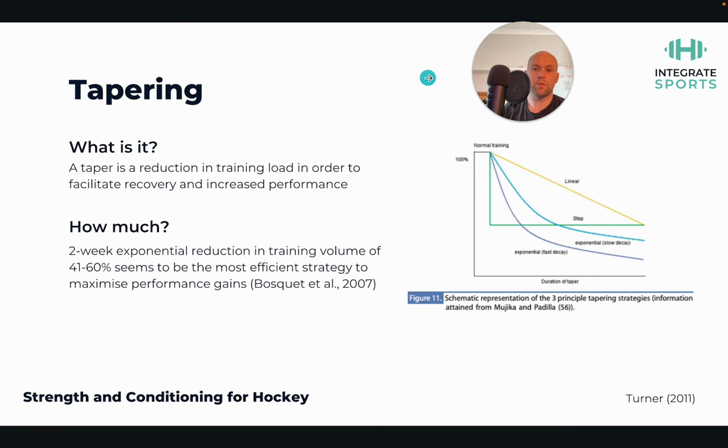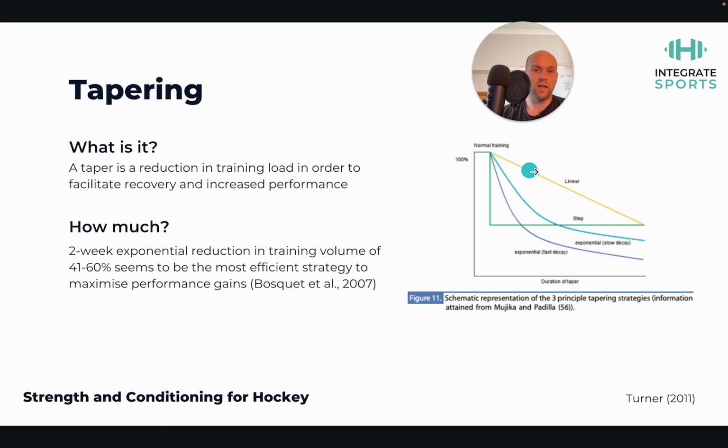Then, in terms of tapering, it is very simply a means of reducing training load to facilitate recovery and increase performance. Research in this area suggests a 2-week exponential reduction in training volume of between 40 to 60% is the most efficient strategy to maximise training goals. So again, we can see this image here. We've got 100% of normal training here.